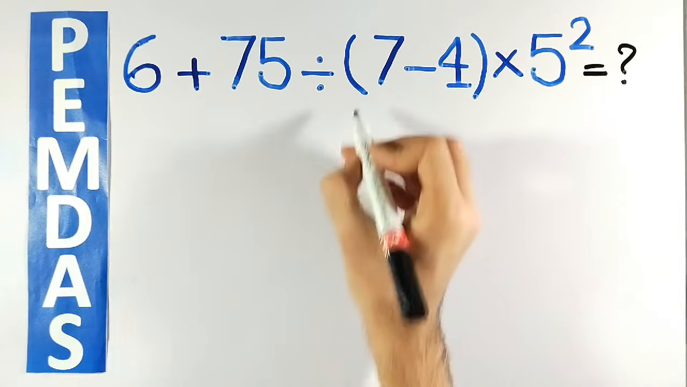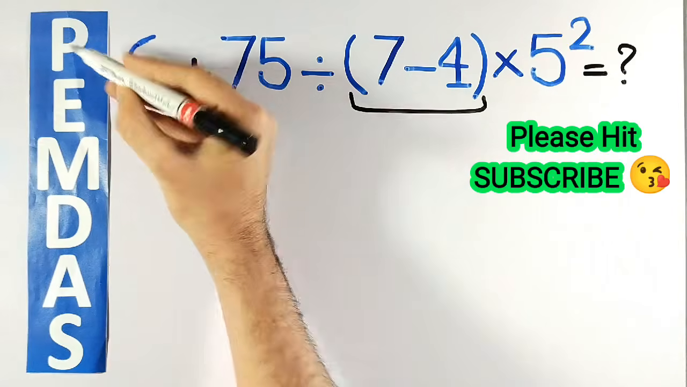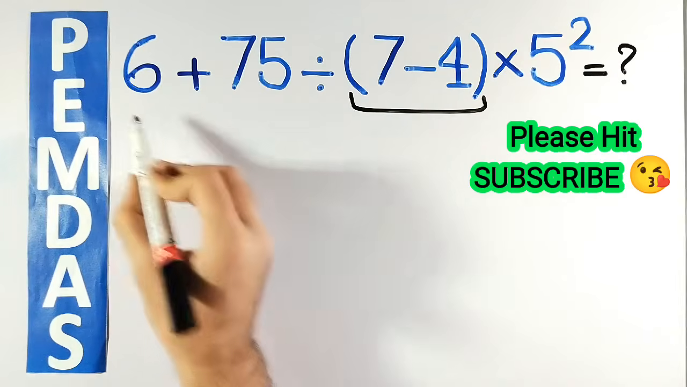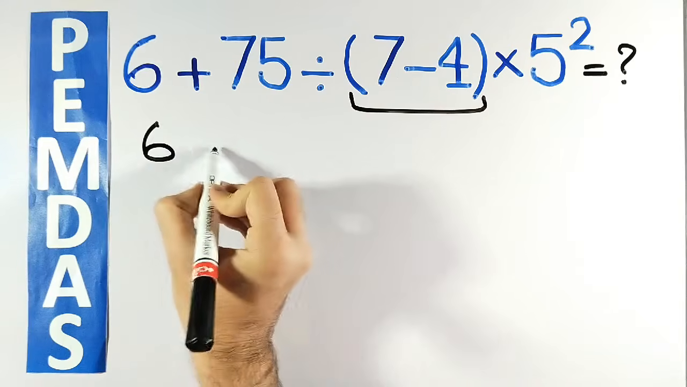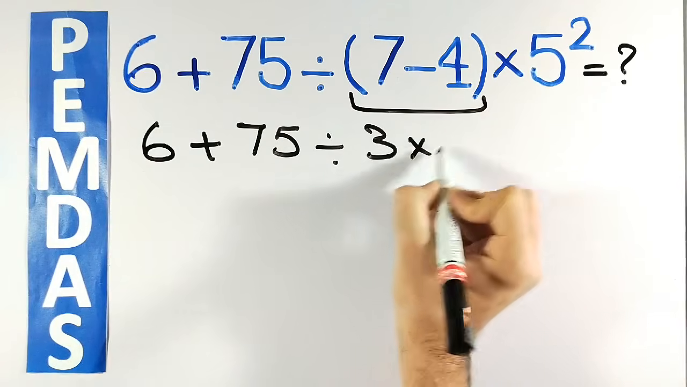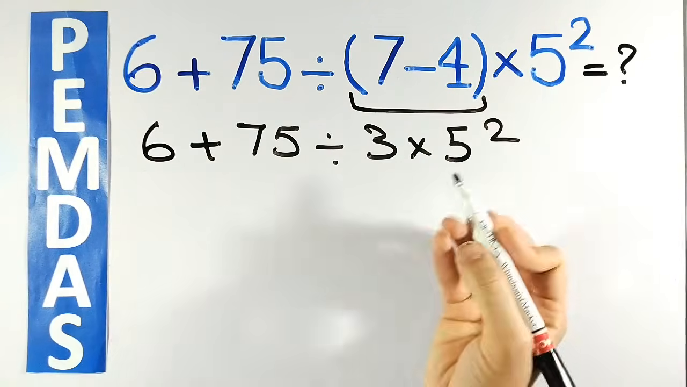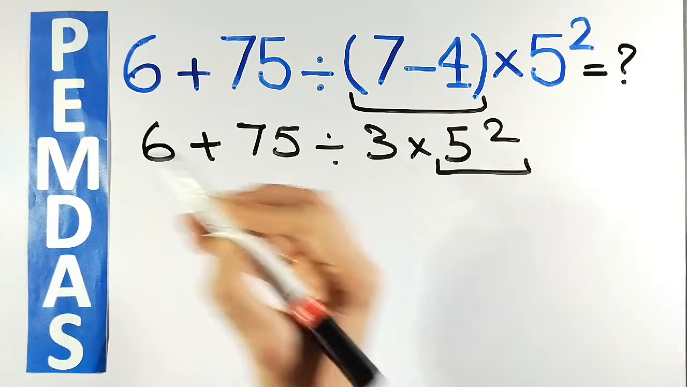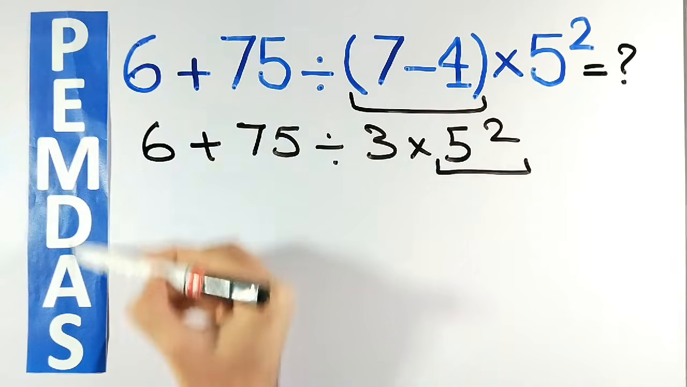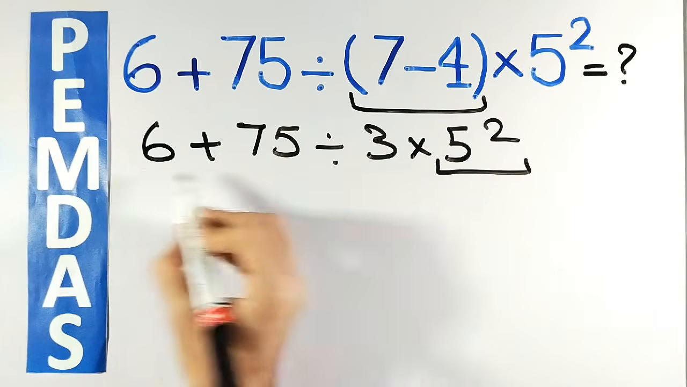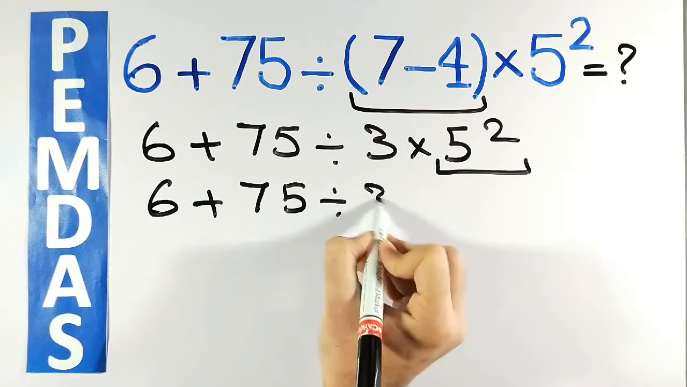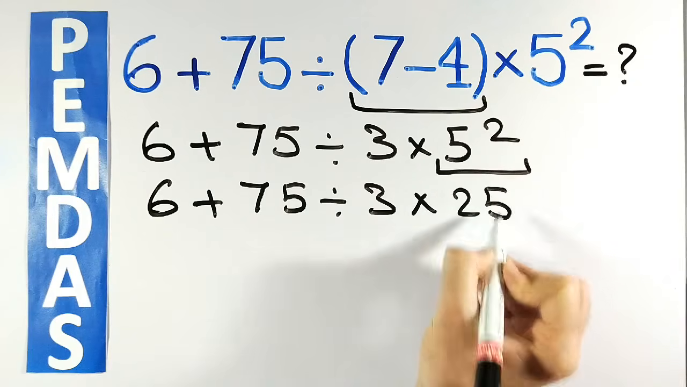According to the PEMDAS rule, first we go for the parentheses because parentheses have the highest priority than the other operations. So, instead of this expression, we can write 6 plus 75 divided by 3 multiplied by 5 squared. And the next step, we go for the exponent because in the PEMDAS rule, after parentheses, exponent has a higher priority than the other operations. So, we rewrite this expression as 6 plus 75 divided by 3 multiplied by 25.